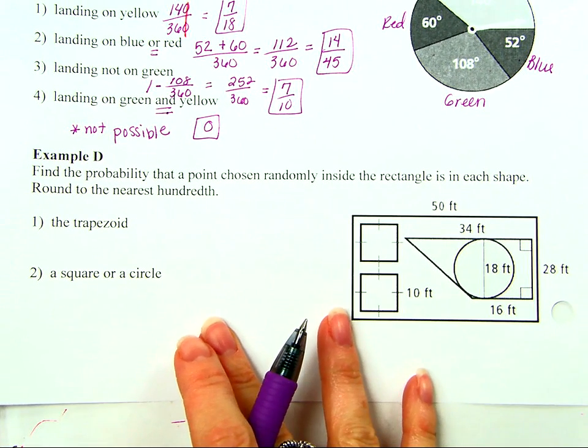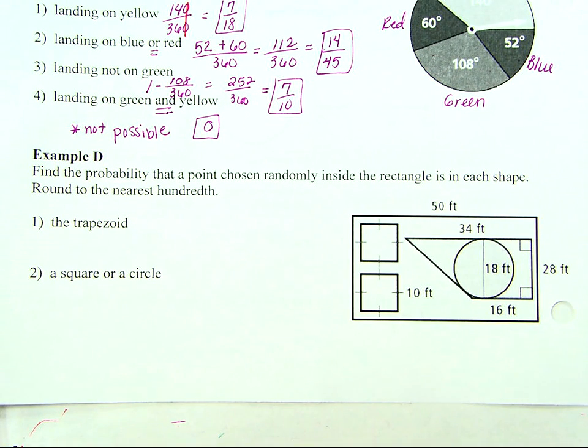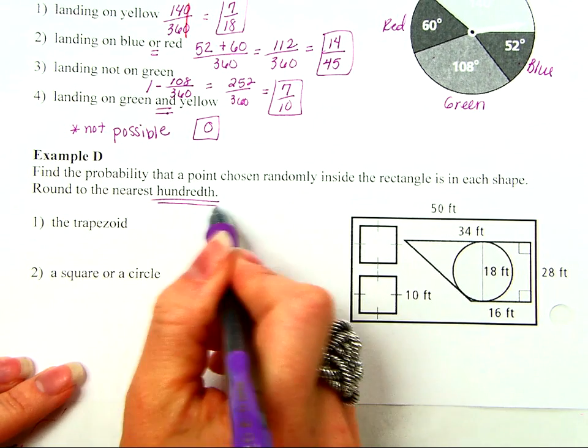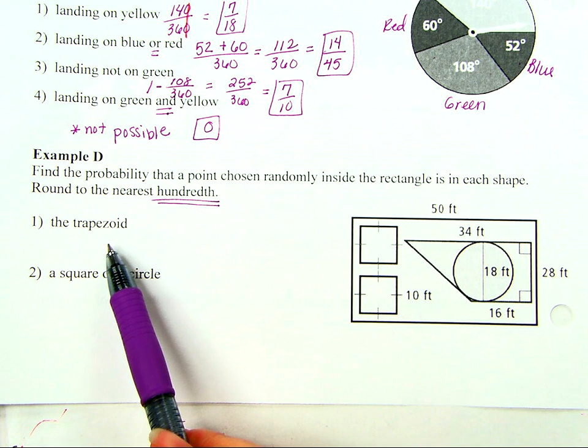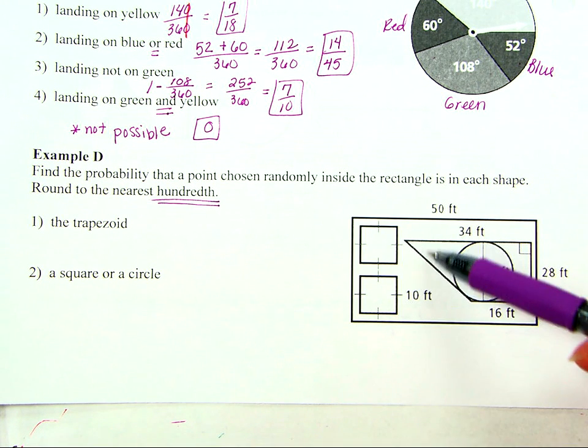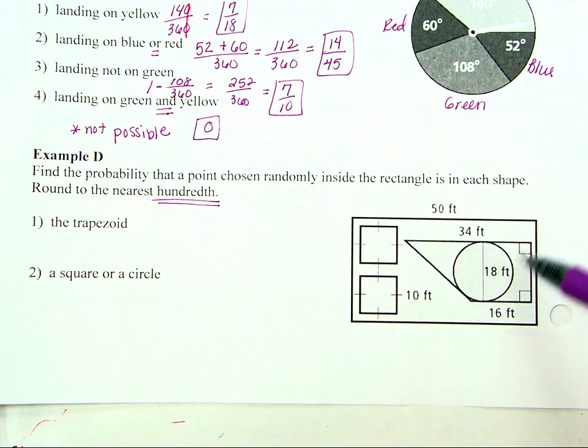Last one. Taking a look at example D, we're going to find the probability that a point chosen randomly inside my rectangle is in its shape. They're asking me to round to the nearest hundredth. So in this case, I can see that we are going to give our probabilities as a decimal. I'm looking in question number 1 to find out what the probability that my point would be chosen to be in the trapezoid. So as I look at my diagram here, I can see my trapezoid in this entire space.